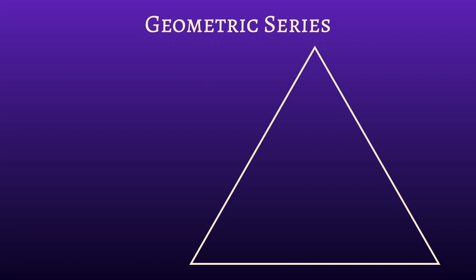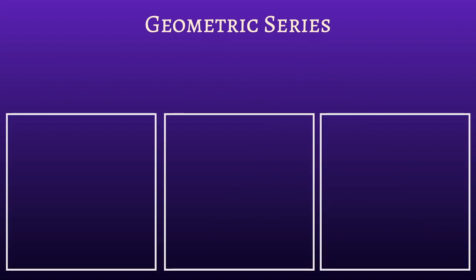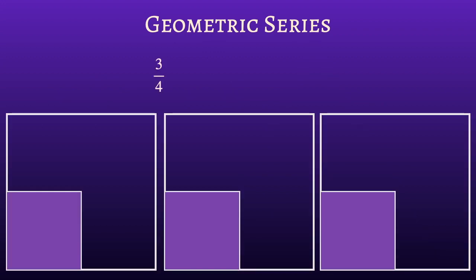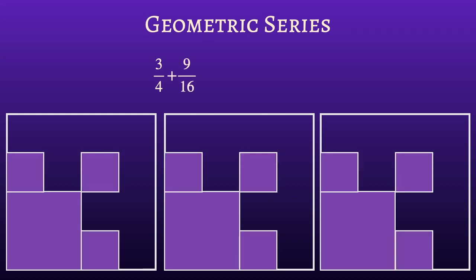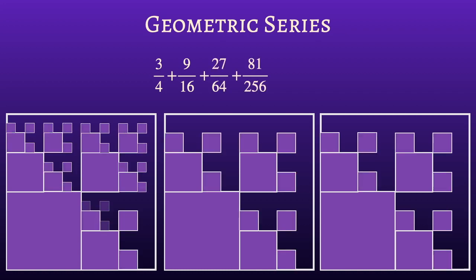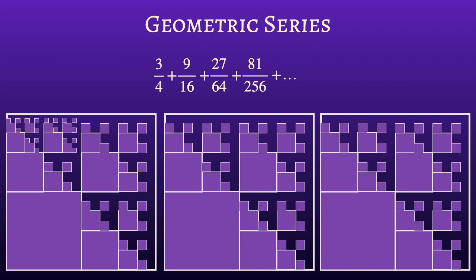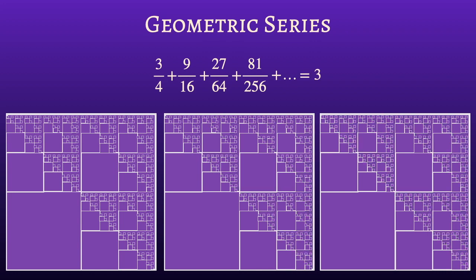Something similar can be done with thirds and thirds of thirds, which results in a series of powers of 1/3. Here we see that only half of the original shape is filled, so the sum must be equal to 1/2. This also works with fractions that are greater than 1/2, such as here where we start with 3/4 and add 3/4 of that space onto each previous square, and then repeat that process over and over again. Eventually, all 3 squares will be filled, leaving us with a final sum equal to 3.